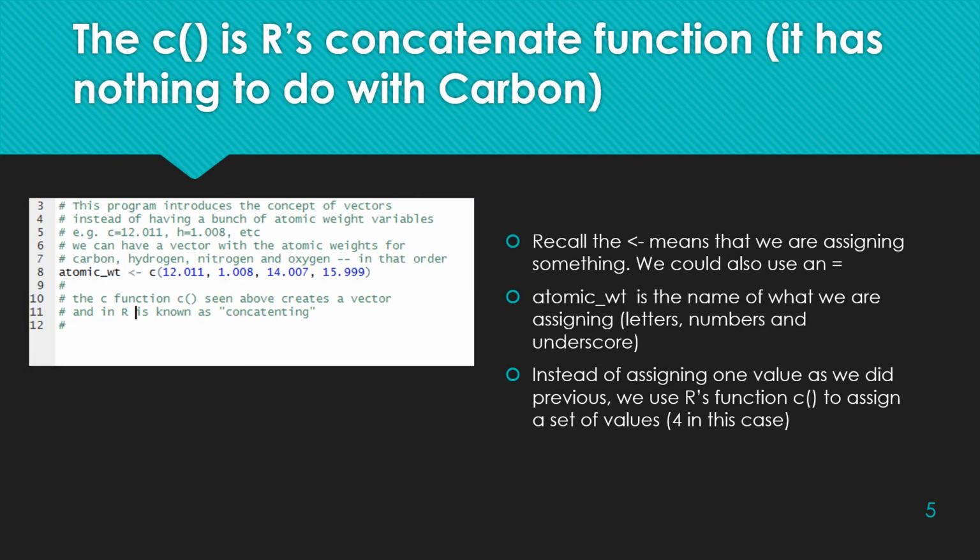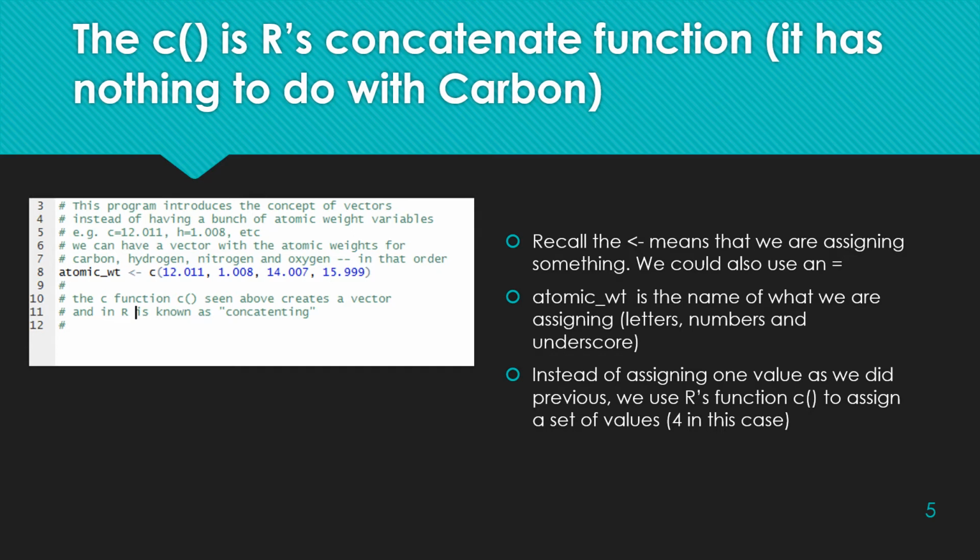So let's examine line 8, the only line of executable code so far. We have atomic_weight, then one of those arrows, then c open parenthesis, 4 numbers separated by 3 commas, and then a close parenthesis. Parentheses usually indicate a function in programming, and the c is what R calls the concatenate function. One thing to note is that we're doing atomic stuff, but the little c here has nothing to do with carbon, first of all.